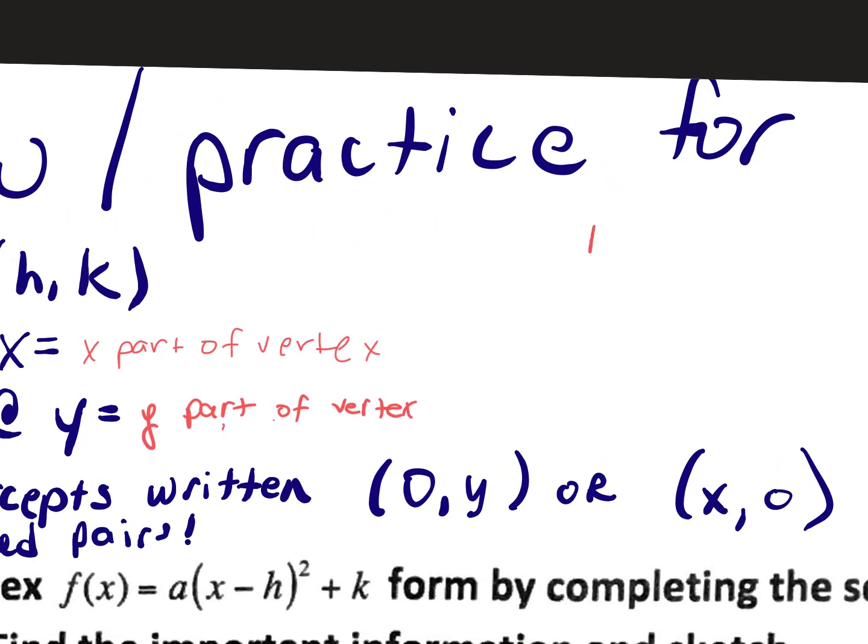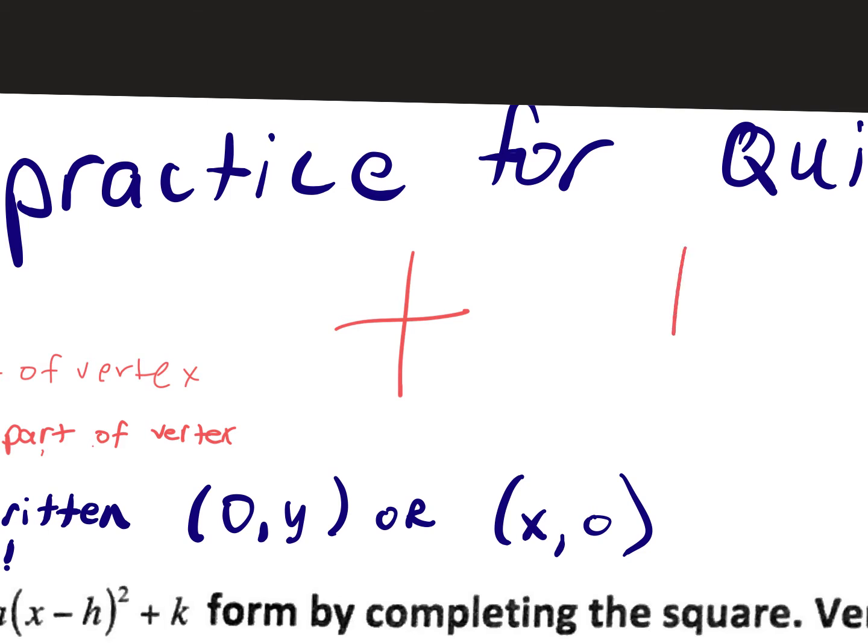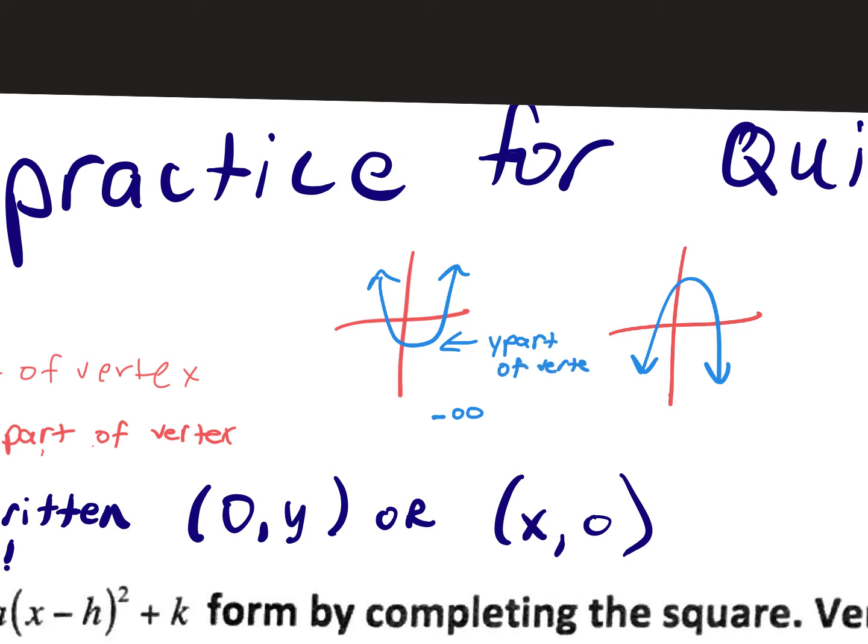Now, when we talk about range, you have 2 types of parabolas: positive ones and negative ones. A positive parabola opens upwards, a negative parabola opens downwards. There's only 2 choices for range. Range is from bottom to top. So it's negative infinity, the Y part of the vertex, and then positive infinity. Same thing here. Positive infinity is up here, the Y part of your vertex is here, and then negative infinity is down here.